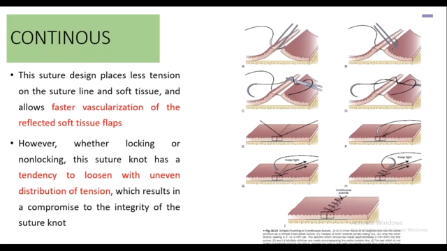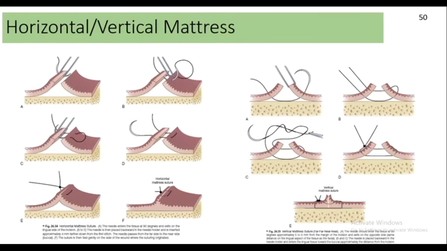Whereas when you talk about the continuous suture, it basically allows for faster vascularization, but the disadvantage is that you have a tendency of uneven distribution of tension, which may result in loosening of the suture. Now other suture techniques are the horizontal as well as the vertical mattress suture. When you have a long edentulous span, we can use these techniques.